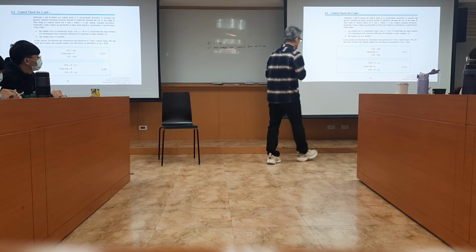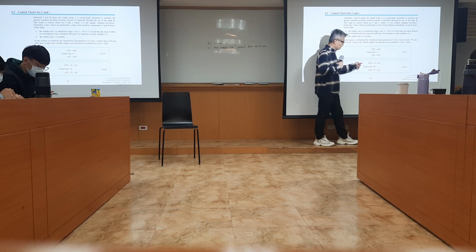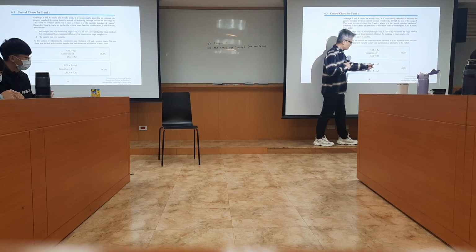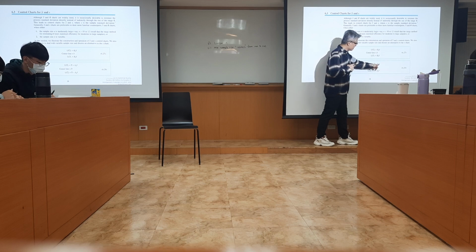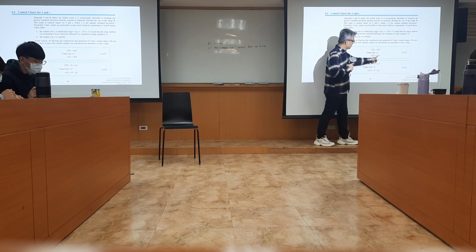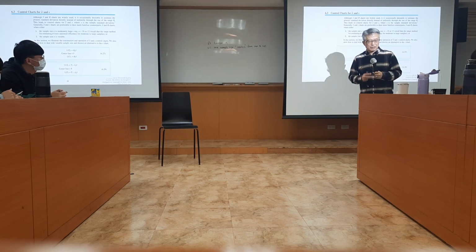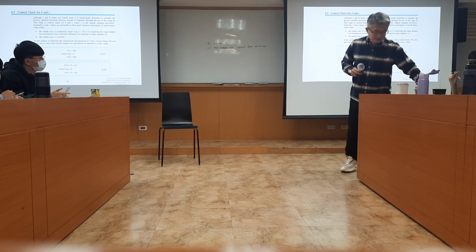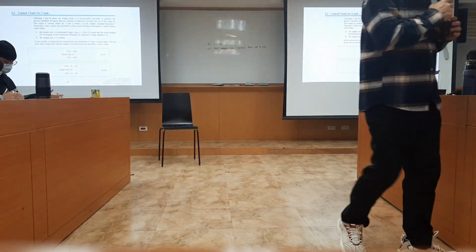This is the center line. This is the X bar chart, center line: X double bar, plus A3 S bar and minus A3 S bar. This is S bar. This is for the S chart, with B4 and B3. You can check the lookup table on the back.